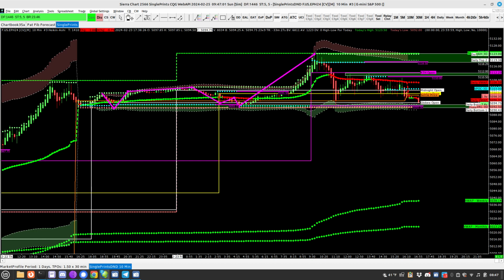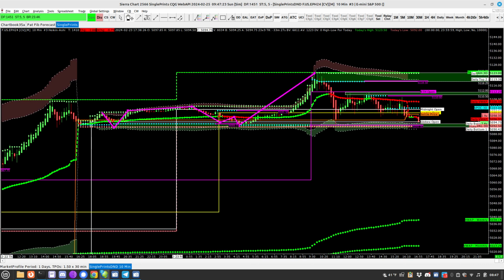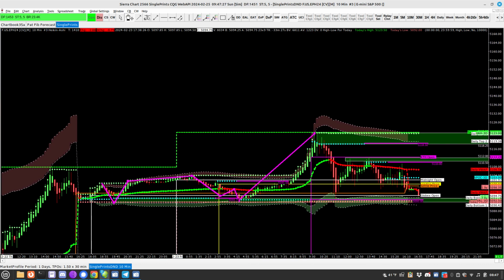Okay, this is the S&P, and we made new highs. I think 5123. Yeah, 5123. I think it's a new all-time high. 5123 up here. So what happened Friday? I'll do a really quick review of Friday's price action.